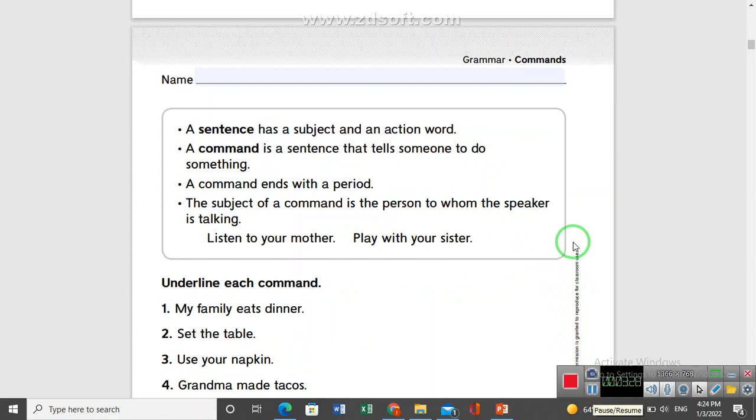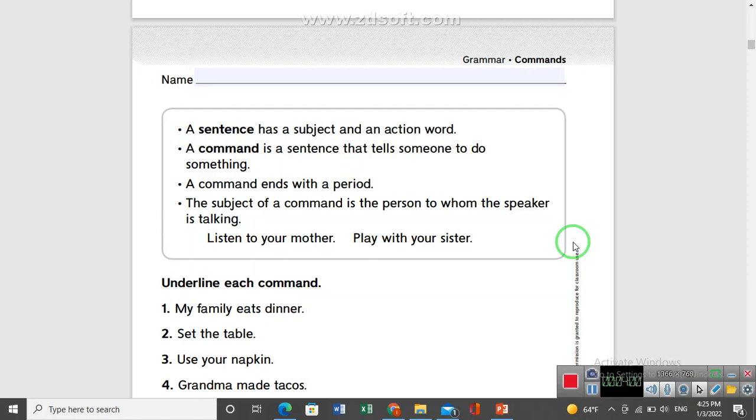In addition to the statement and the question, we have a third type which is called the command. The command is a sentence that tells someone to do something. It also starts with a capital letter and ends with a point. Now we could get confused between a statement and a command. Aren't they both the same? Yes, they both start with a capital letter and end with a period.